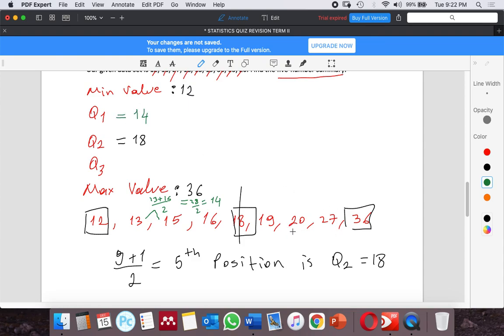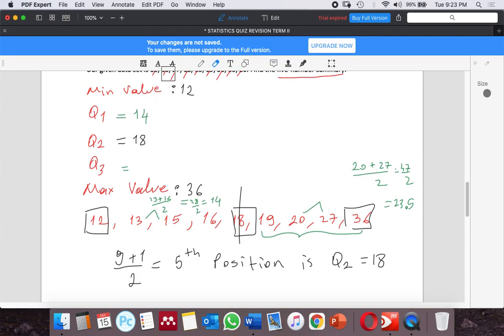And then a similar thing for the right-hand side. So 1, 2, 3, 4. That means the halfway between 20 and 27. How could it be? (20 plus 27) divided by 2. So it will be 47 divided by 2. Not to make a mistake, let me use the calculator. It is equal to 23.5. So that means this is Q3, which I have to write now here, 23.5.